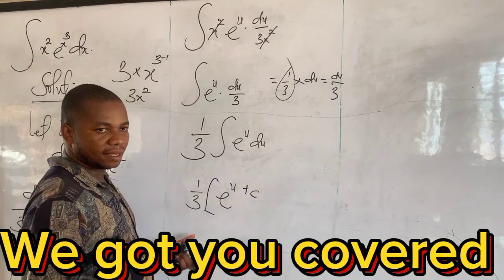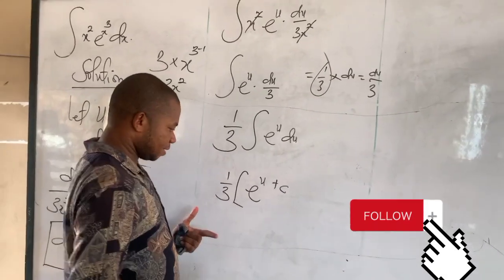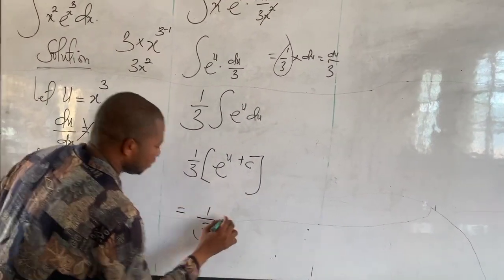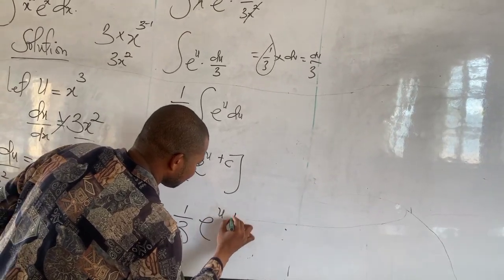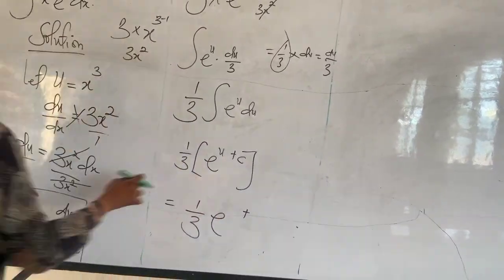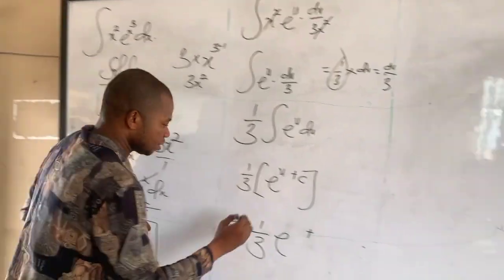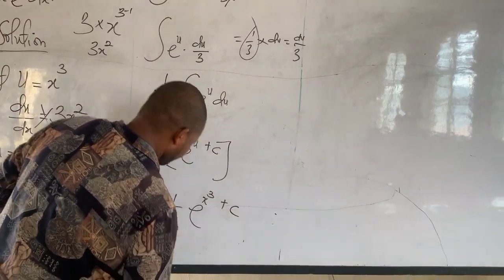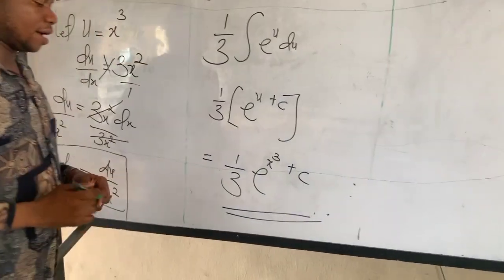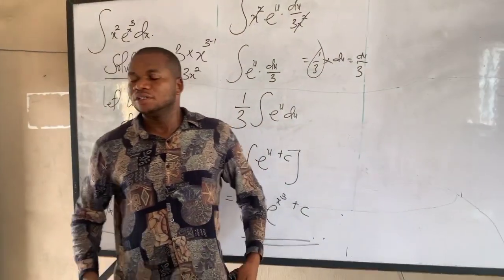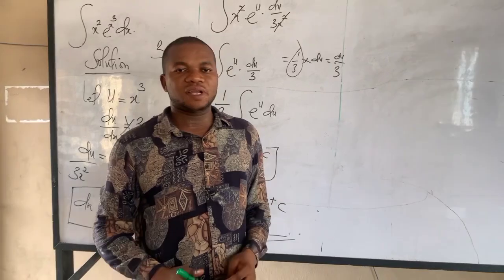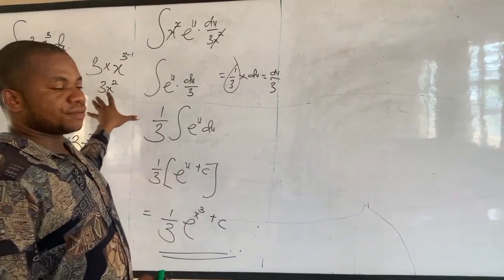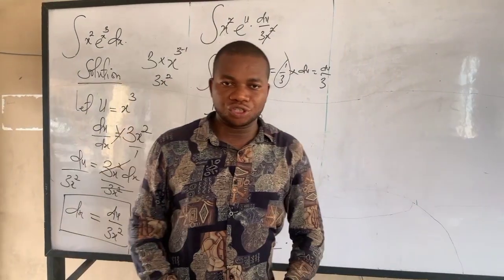Some people use letter k, but the common one is letter c. So that is that. At the end of it, I'm going to have 1 over 3 exponent u plus c. Don't forget, my u is already x cubed. So instead of writing exponent u, you write exponent x cubed, plus c. This is the final answer. So I want to believe this explanation is explanatory enough. Whenever you see questions in this regard, this is the best approach to it.